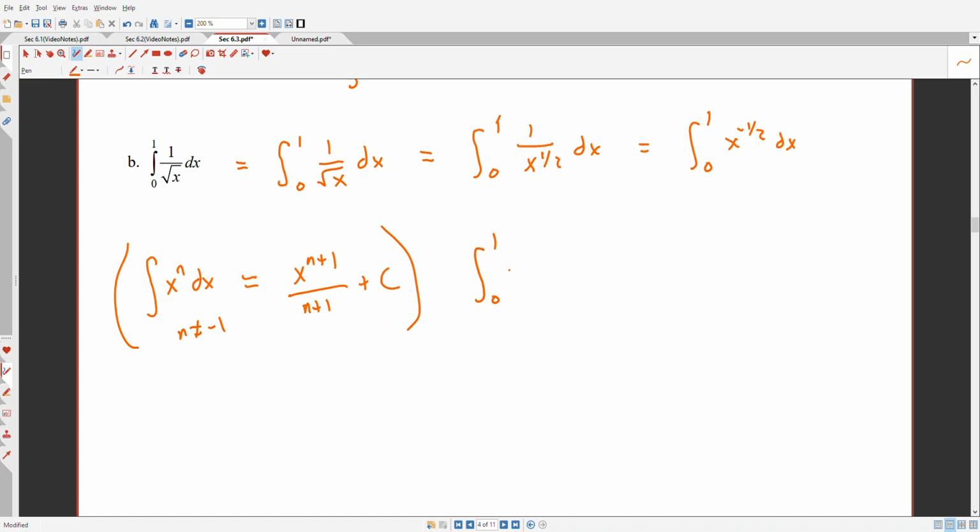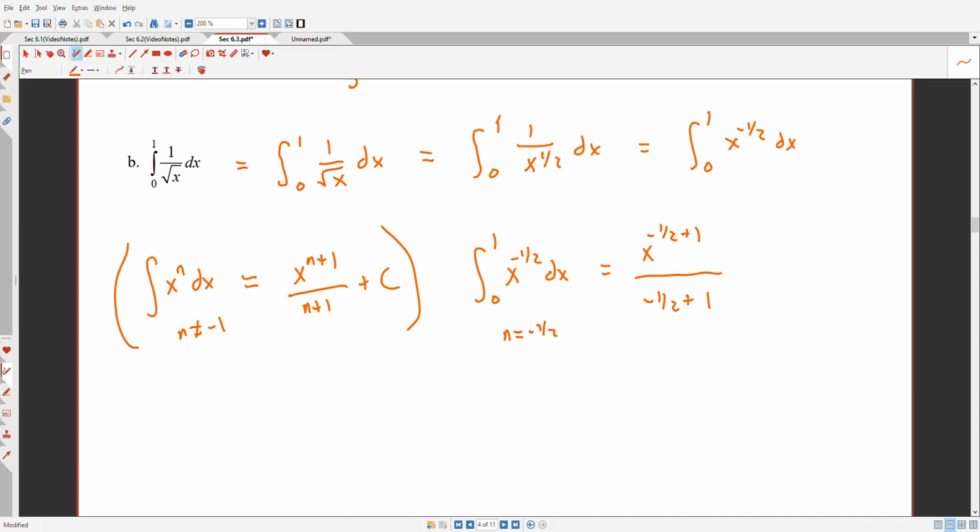From 0 to 1, x to the negative 1/2 dx. Here I'm using n is negative 1/2. And it's not negative 1, so I'm allowed to use this rule. So this will equal x to the negative 1/2 plus 1 divided by negative 1/2 plus 1. So that was the calculus part. That's the real part of this question.